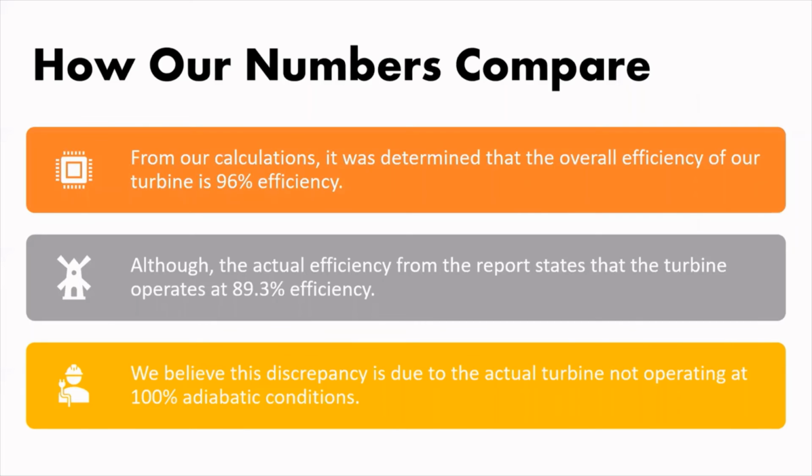So from our calculations, as Caleb stated, it was determined that the overall efficiency of our turbine was 96%. Although, as stated earlier in our presentation, the actual efficiency from the report states that the turbine operates at around 89.3% efficiency. We believe this discrepancy is due to the actual turbine not operating at 100% adiabatic conditions. This would mean that heat would be lost to the surroundings, which would cause the overall system to be non-ideal and then less efficient. In our code, we assume that the system operates at 100% adiabatic conditions, which would account for the discrepancy between the efficiencies between our calculations and the report.